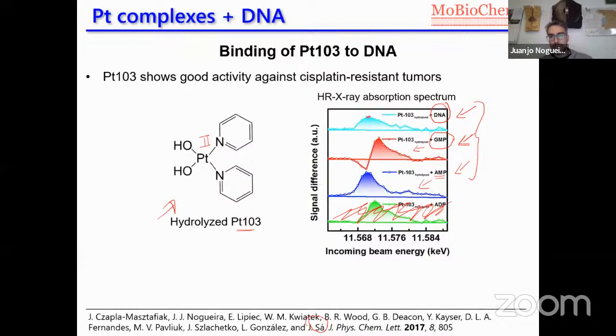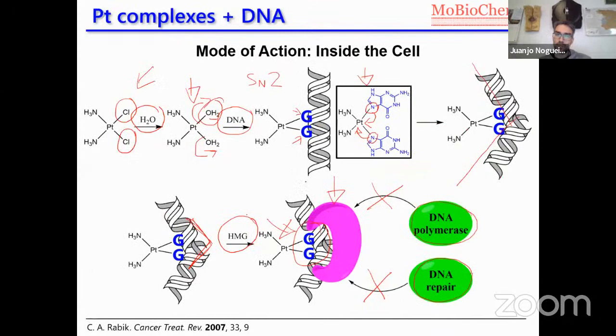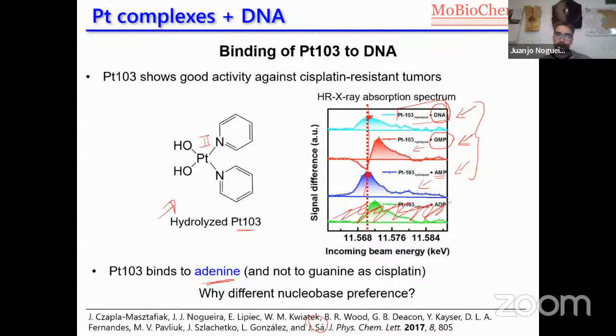And now, if we compare the first three plots, you can see that the maximum when the drug is reacting with DNA lies at the same energy as the maximum when the drug is reacting with adenine monophosphate. So because of this, our experimental collaborators concluded that this molecule likes to react with adenine better than with guanine. And this was a bit strange because, as I told you in the previous slide, these platinum drugs in general prefer to react with guanine pairs, okay? And this was indeed probably the first drug which reacts with adenine in a more favorable way than with guanine, okay? And our experimental friends asked us to run simulations in order to explain the preference of platinum 103 for adenine, okay?